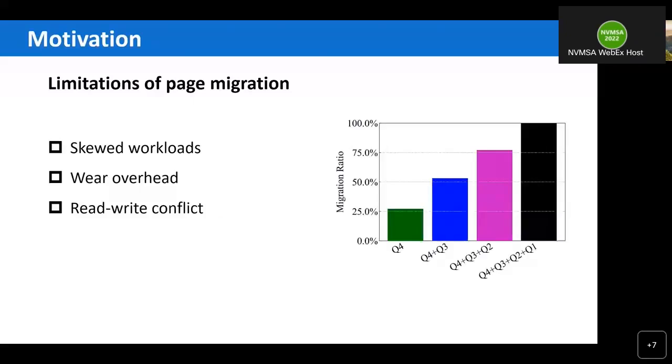The figure shows the migration ratio in the previous experiment. The more page types are migrated, the greater the amount of additional read traffic is. Last but not least, this strategy may also be constrained by the read-write conflict. At high queue depths, the migration traffic can interfere with read operations and therefore offset the benefit.